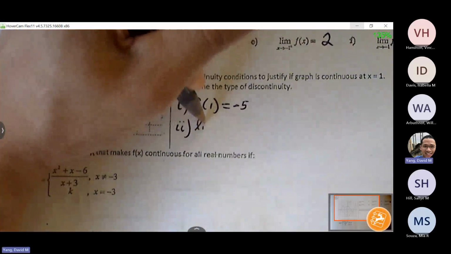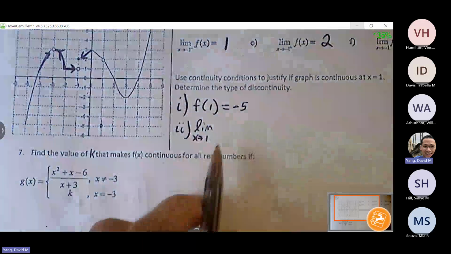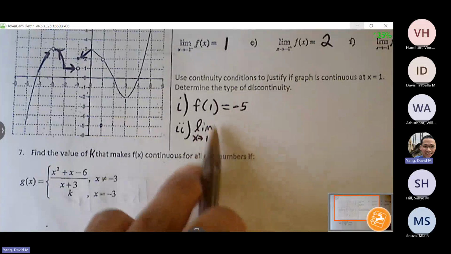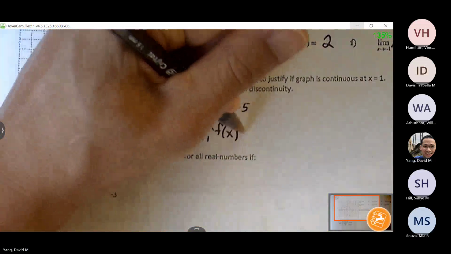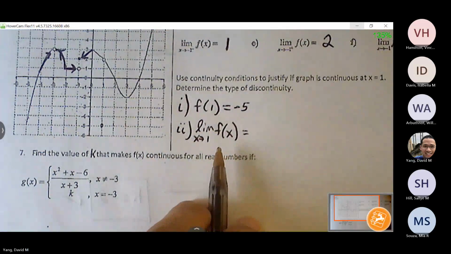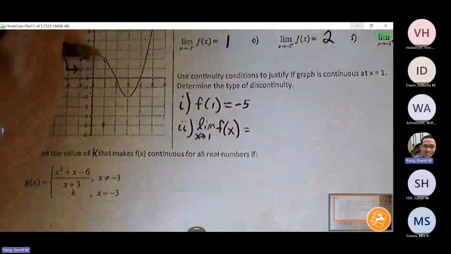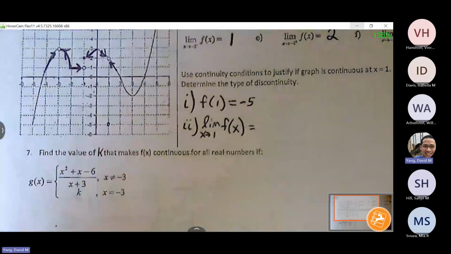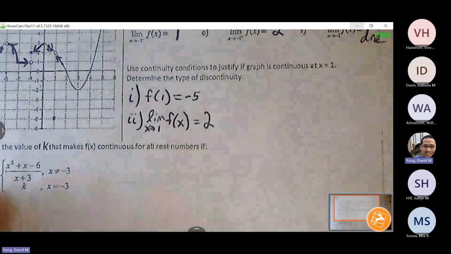Second statement, limit as x approaches 1 of f of x. Make sure you put f of x here. We can't just say limit as x approaches 1 is equal to, right? Got to have something there to indicate what you're talking about. What's the limit as x approaches 1? 2, right? I pick points on either side of 1. The arrows are headed towards a y value of 2. So the limit does exist. It passes the second condition.